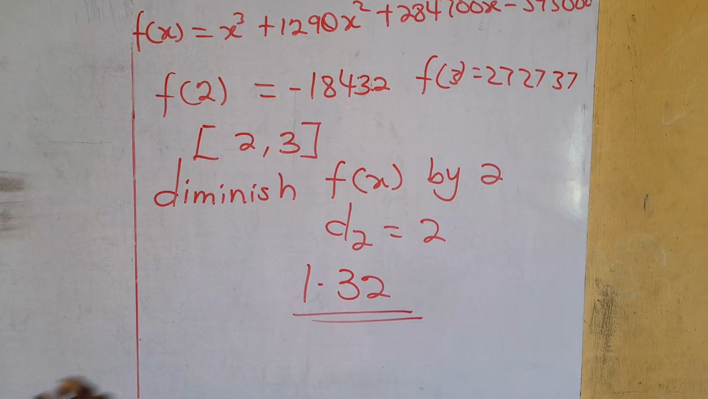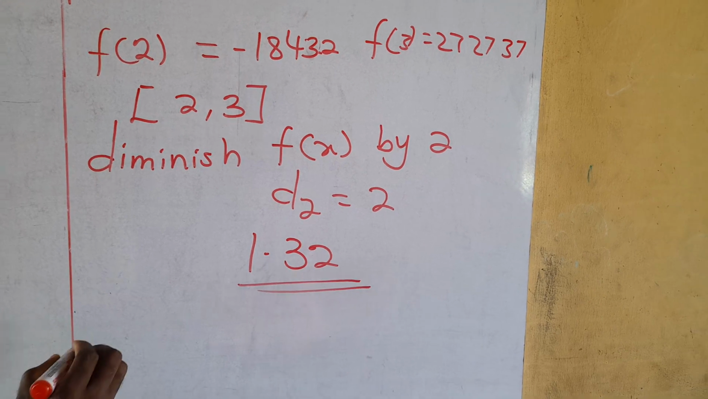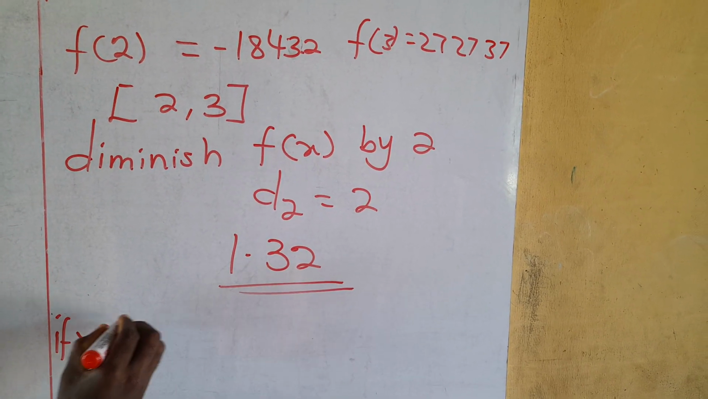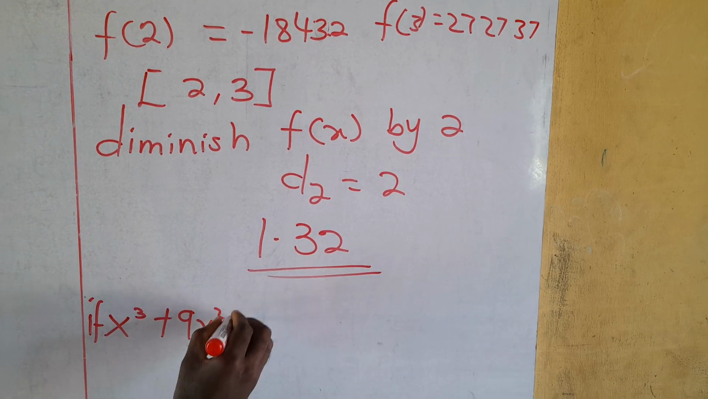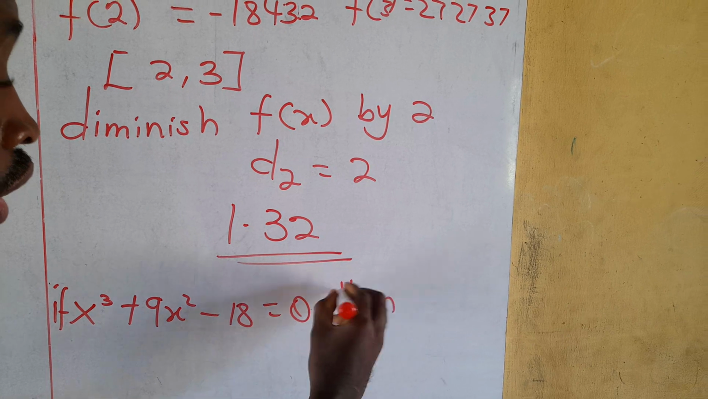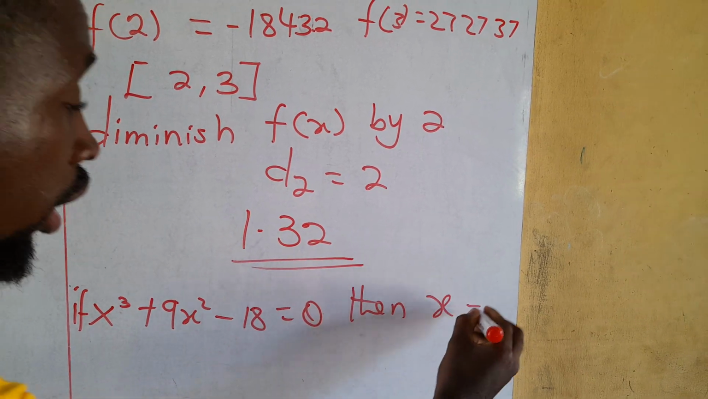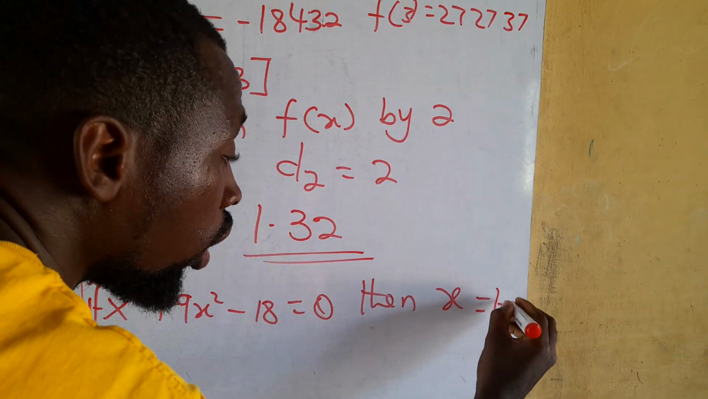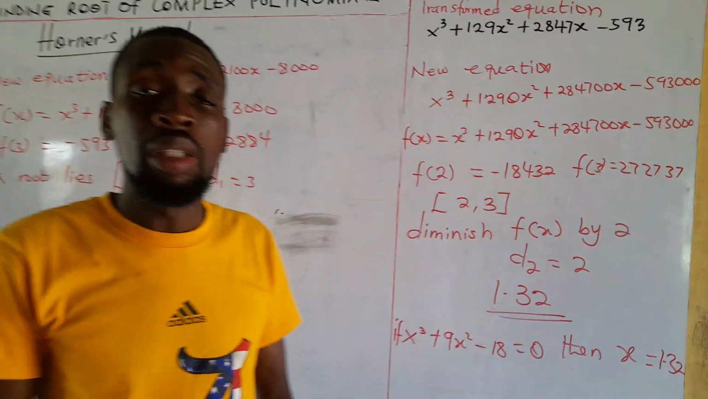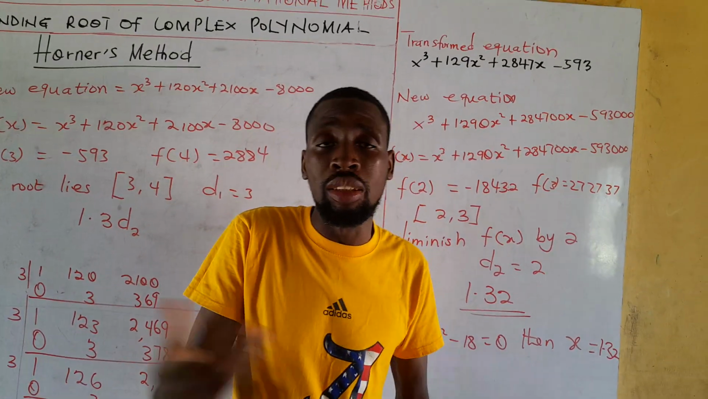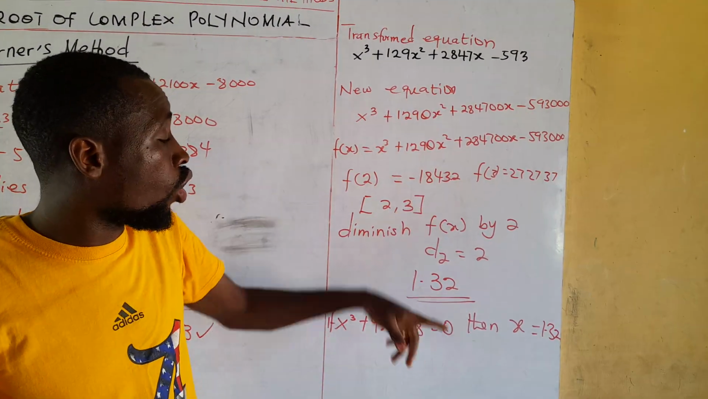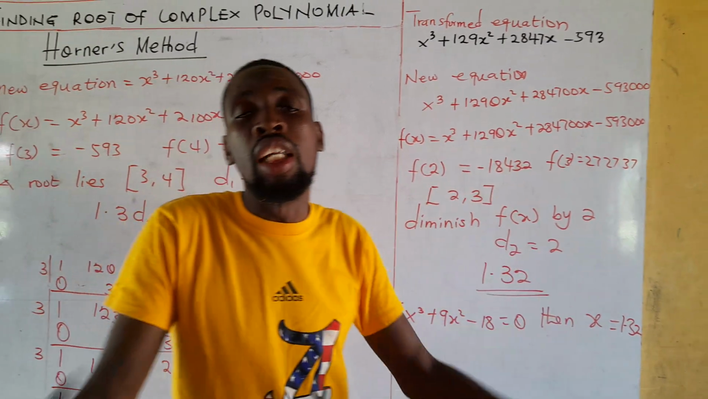Then we can say if we have x cubed plus 9x squared minus 8 equal to 0, then one value of x is equal to 1.32. I hope you get that. This is all about the Horner's method. So if they say to 3 decimal places, then we have to do the division algorithm again using the 2 in that order.